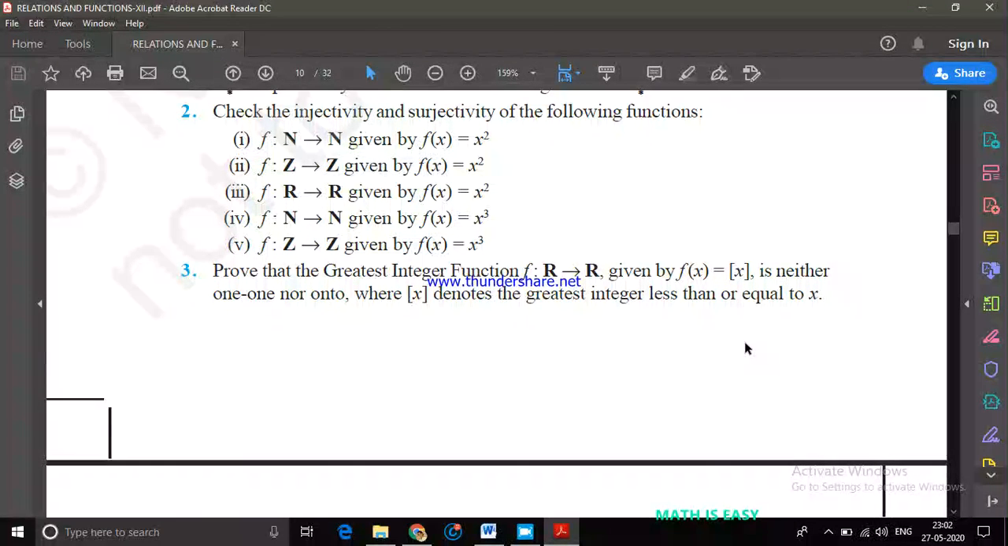All these infinite numbers are mapping to 0 only. And from 1 to 2, there are infinite numbers. All these infinite numbers will map to 1 only. So there are infinitely many numbers having the same image. That's why it cannot be a 1-1 function. Neither can it be an onto function.